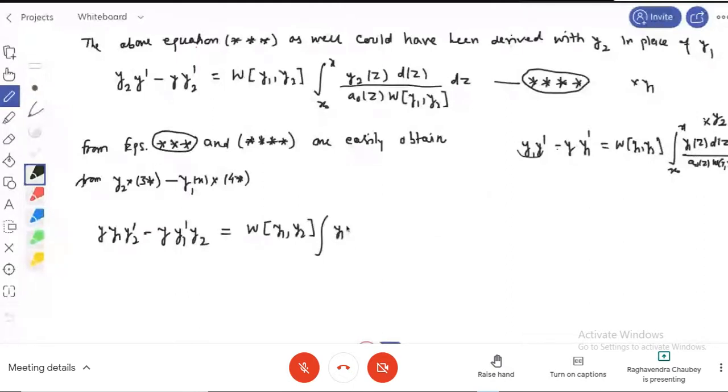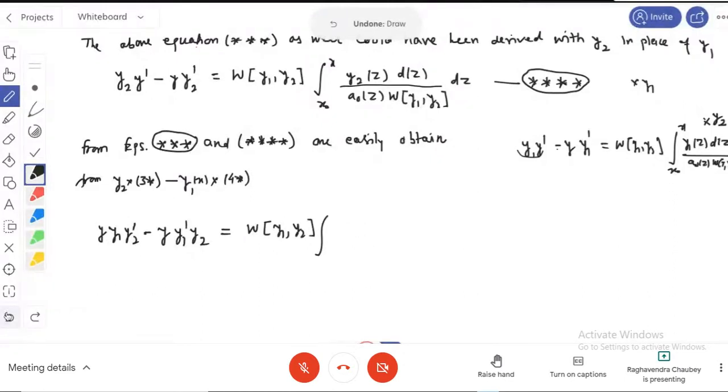y1 with y2, y2 and dz, minus here you multiply by y1. This is y1 and y2. So if you multiply by y2 here, okay.